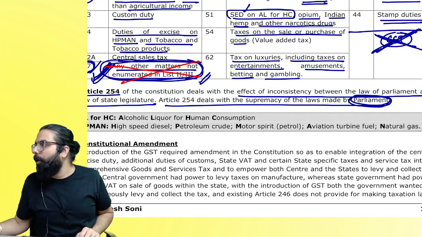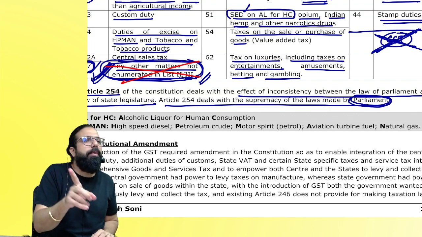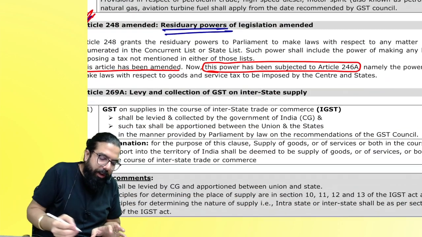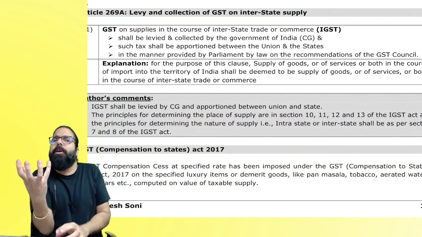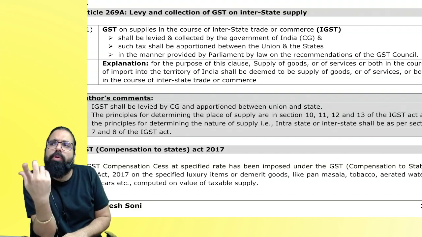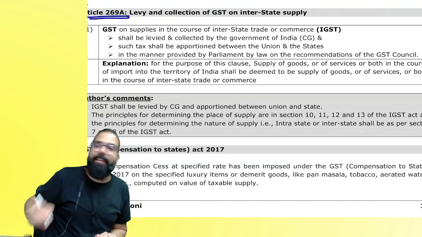Can we go ahead, everyone? Parliament will make for what, everyone? CGST. State legislature will make for what, everyone? SGST. Can we go ahead, everyone? Now, everyone, tell me one thing. This IGST which is collected, what will the central government do? Keep 50% and give 50% to which state? Destination state. Who told this? I did not say. Article number 269A says this.